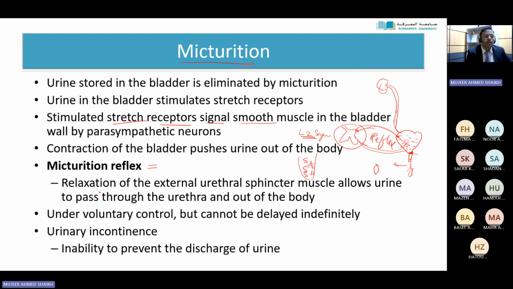So what is micturition reflex? Micturition reflex means relaxation of the external urethral sphincter muscles, which will allow the passage of the urine out of the body through the urethra. And it is under voluntary control. That means I can control.